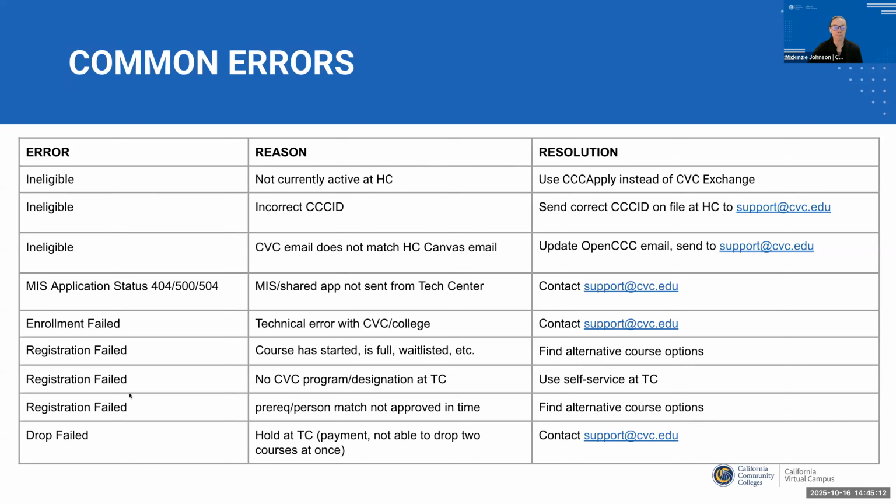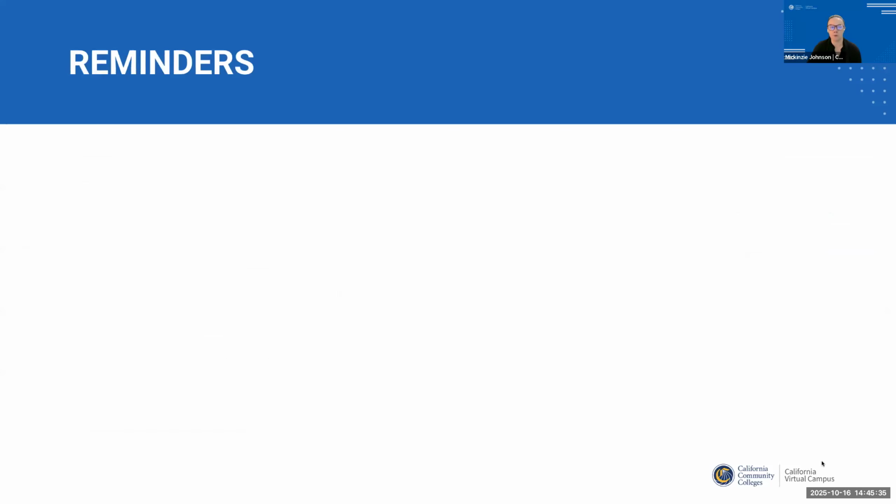We won't go through all of these one by one. We will reach out to your college if we have students that are continuously falling into any of these statuses or there's a systematic error. But ultimately, what you'll see on this resolution is reach out to our team. We'll share resources and our contacts here at the end, but it's support@cvc.edu. So just reach out to us if you have questions and we'll be happy to help troubleshoot those errors.